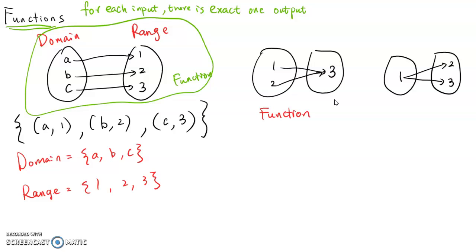How about the last relation? Well, let's check the definition. The input of 1 is mapped to 2. But the input of 1 is also mapped to 3. So this one input is mapped to 2 outputs. This is not a function.